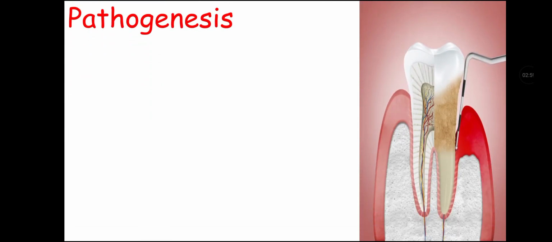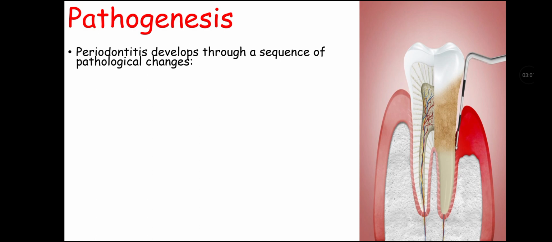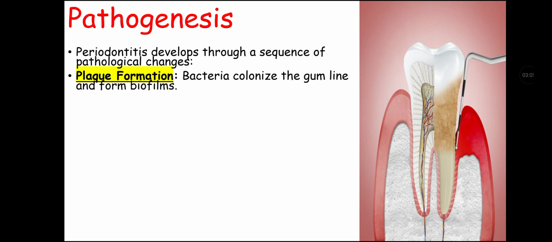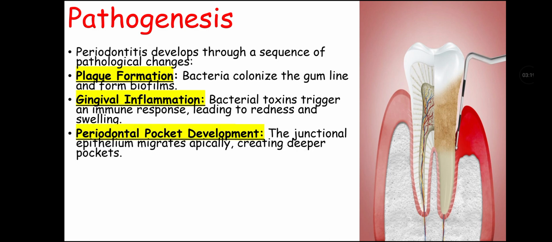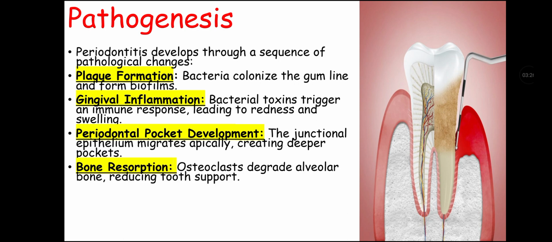Now let's talk about pathogenesis of periodontitis. Periodontitis develops through a sequence of pathological changes that include plaque formation, that is, bacteria colonize the gum line and form the biofilm. Next stage is gingival inflammation, as bacterial toxins trigger immune response leading to redness and swelling in gingiva. Next stage is periodontal pocket development, as junctional epithelium migrates apically, creating deeper pockets.